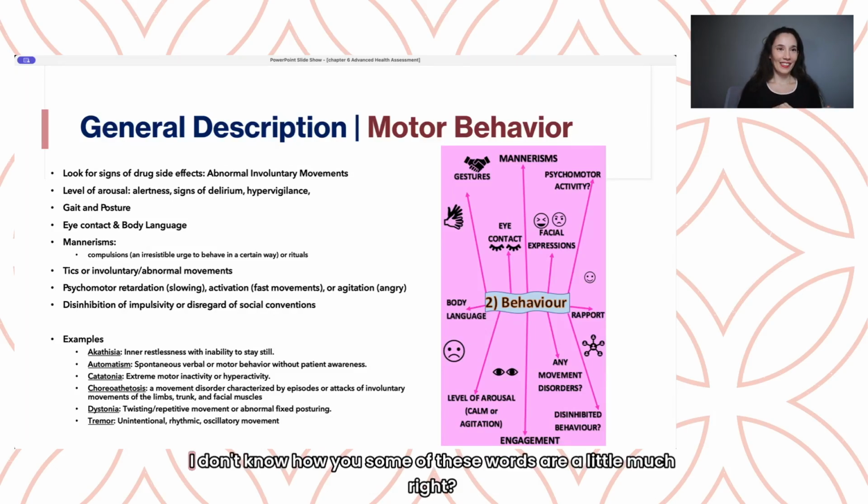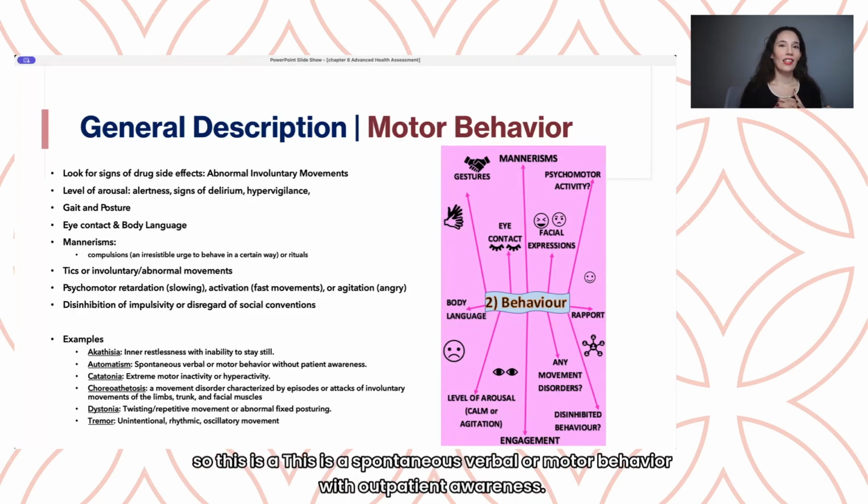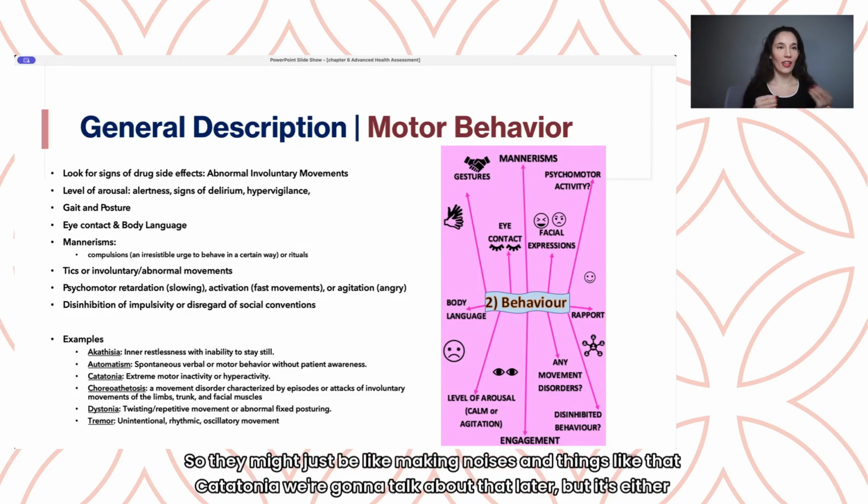Automatism. Some of these words are a little much, right? So this is a spontaneous verbal or motor behavior without patient awareness. So they might just be making noises and things like that.